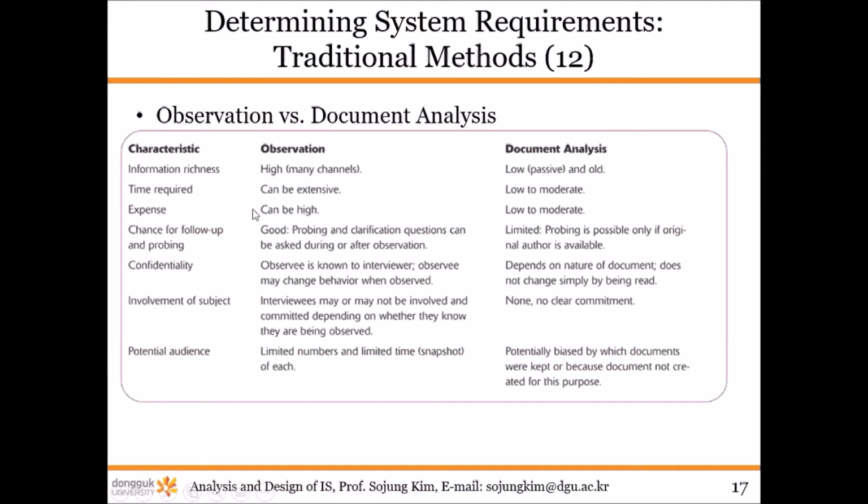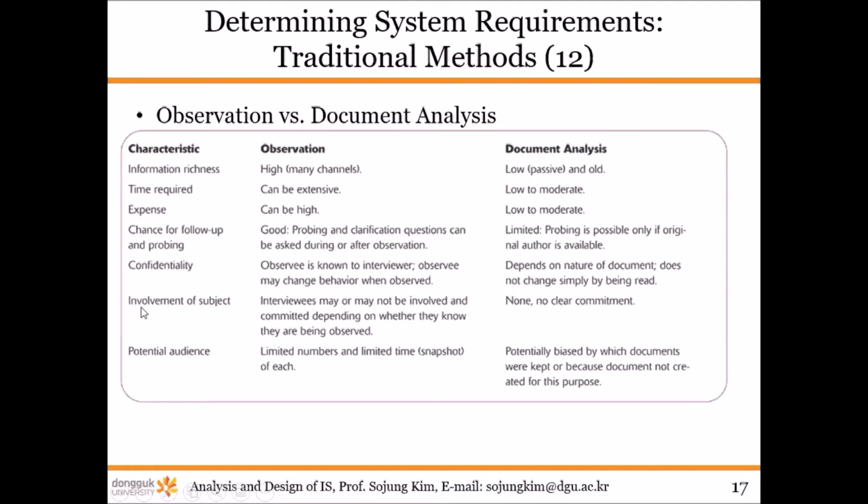Expense can be high for observation. This one is cheap. Since you need time, you need to spend some time and effort here, so the result will be good. But this one should be limited. Confidentiality: the observee is known to the interviewer. However, for documents, it depends on the nature of the document, so it's really different.